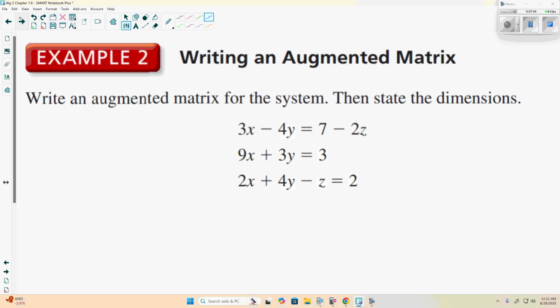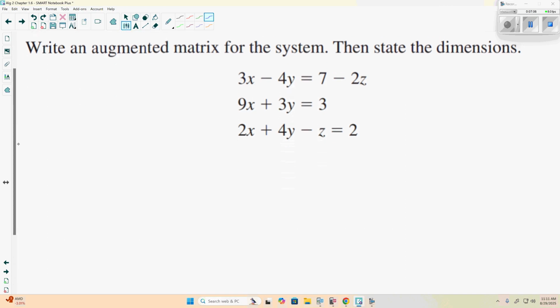Now, let's look at this one here. So the bottom 2 equations, we'll look at them first. So the middle one, we have 9x plus 3y equals 3. Variables are on one side. They are in alphabetical order, yes? X, y. The bottom one, we have x, y, z. X is first, y is second, z is third, yes? They're both equal to a number, so we're good there. If we look at the top equation, we do have x, y in the right order, equals 7 minus 2z. Z is on the wrong side. So we have to get z to the other side. I'm going to write it over here to the side.